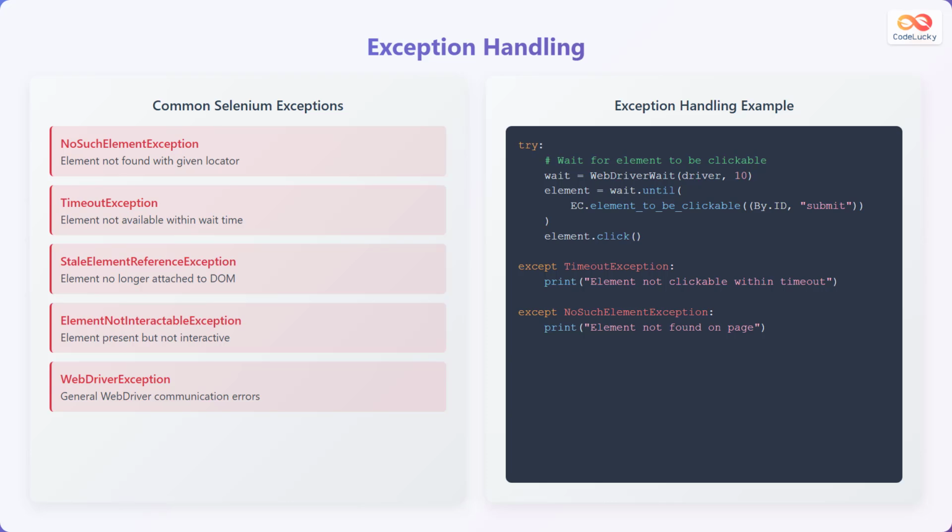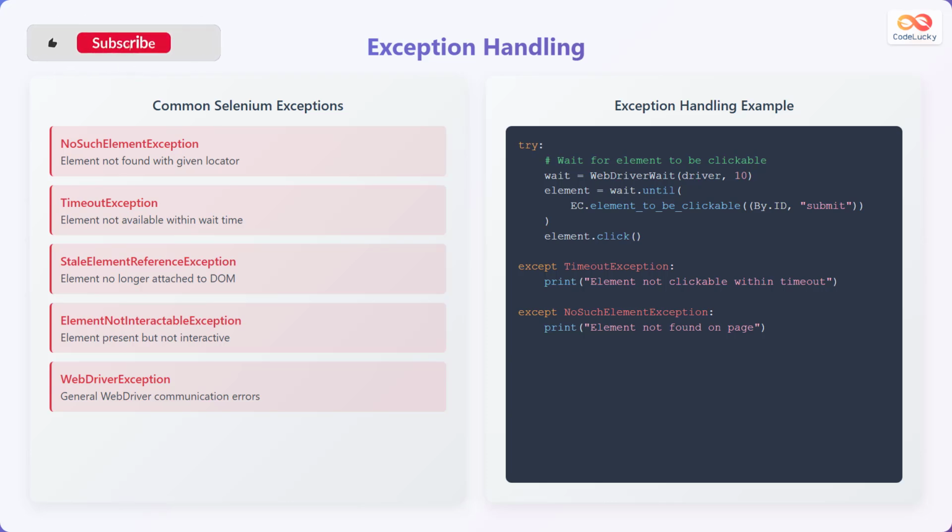Exception handling is critical for creating robust automation scripts that can gracefully handle unexpected situations. Common Selenium exceptions include no such element exception when an element isn't found with the given locator, timeout exception when elements aren't available within the specified wait time, stale element reference exception when an element is no longer attached to the DOM after a page refresh, element not interactable exception when an element is present but not interactive, and WebDriver exception for general communication errors between WebDriver and the browser.